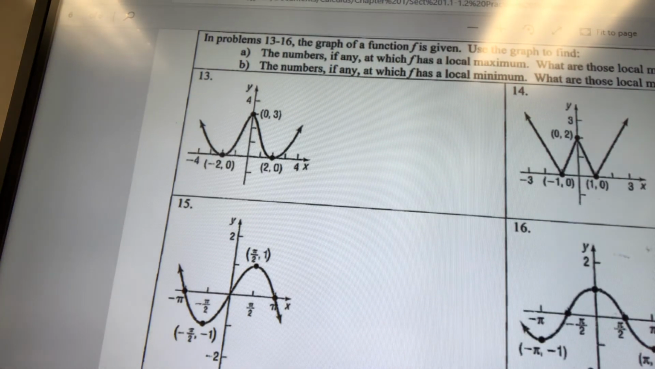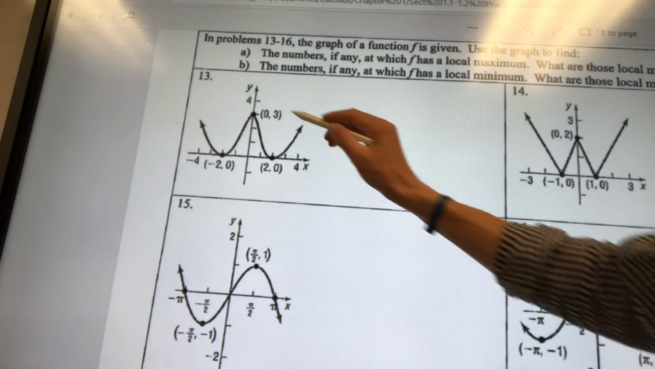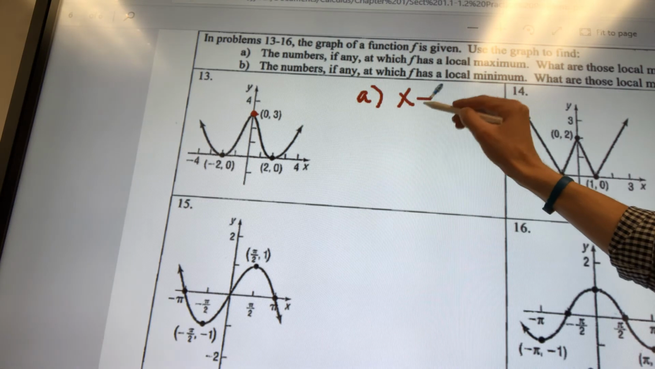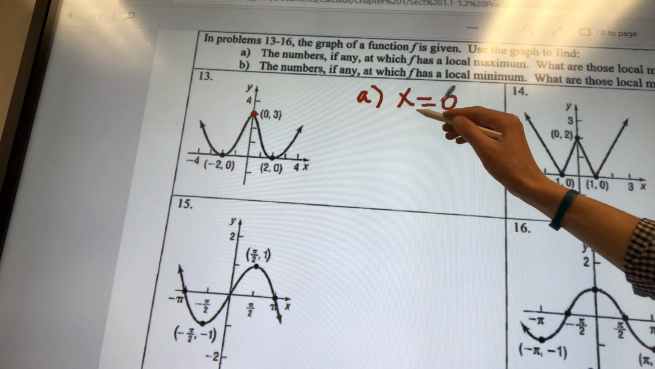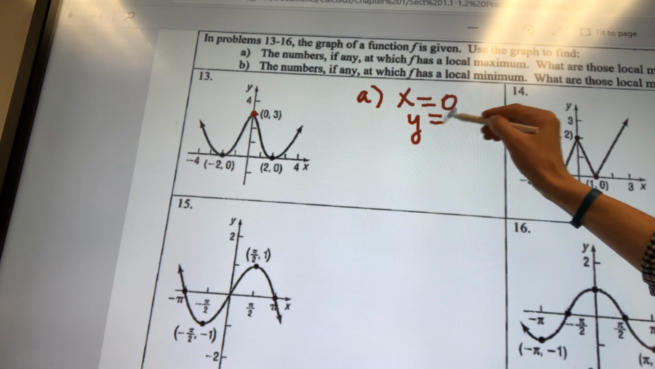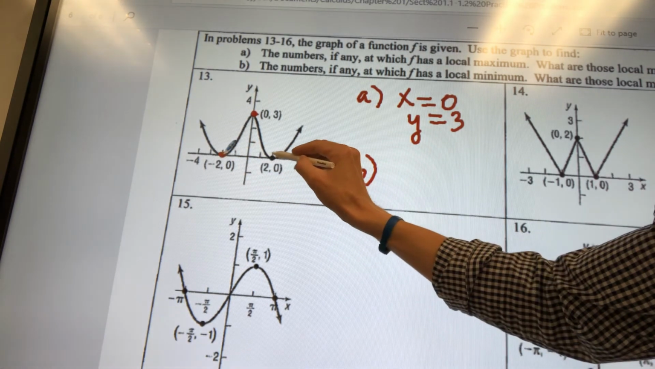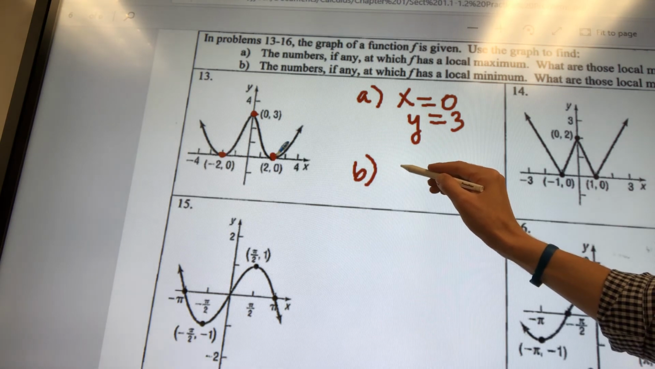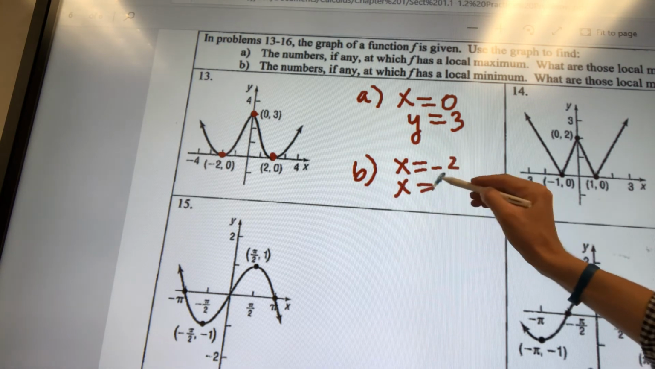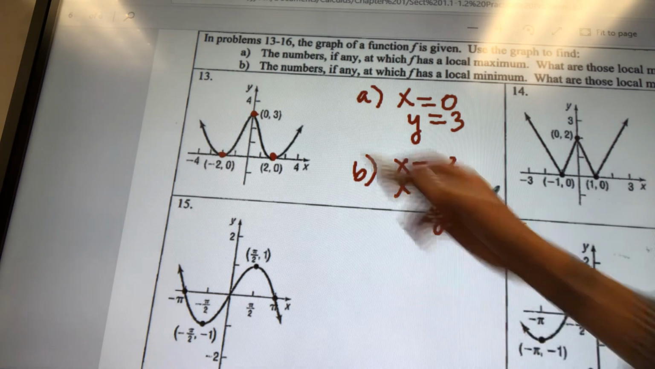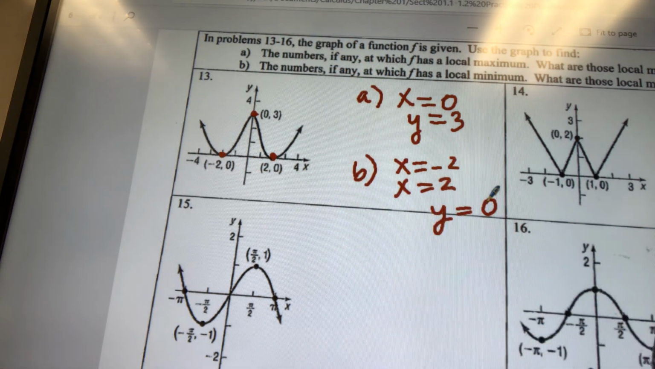So on 13, local max. You have a local max at x equals 0. Your local max is at y is 3. Local minimums, which would be the absolute minimums of the graph, at x equals negative 2 and x equals positive 2, you have a y value of 0. Max and min, that's all about altitude, elevation. That's the y-axis. All right?